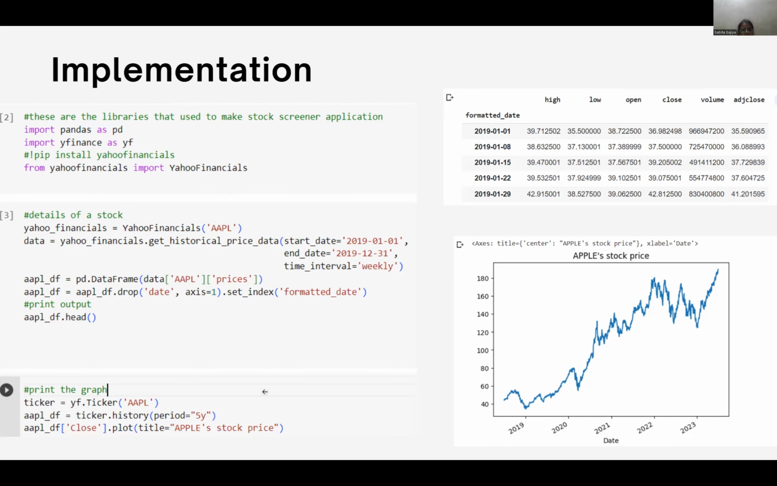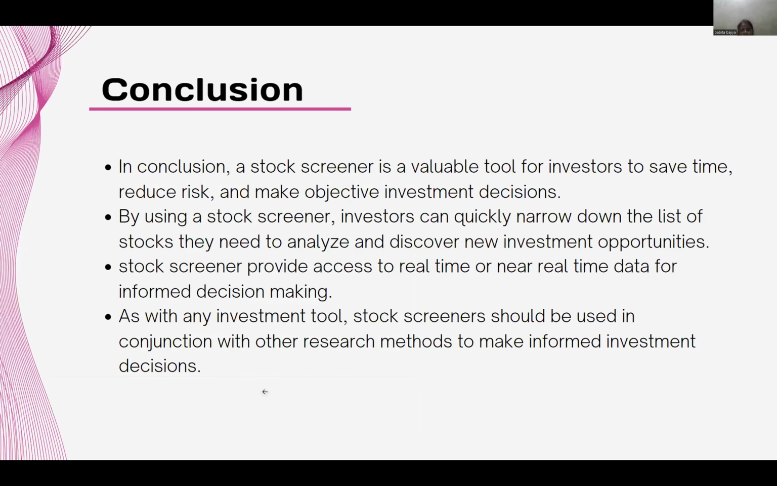Let's see the conclusion. In conclusion, a stock screener is a valuable tool for investors to save time, reduce risk, and make objective investment decisions. By using a stock screener, investors can quickly narrow down the list of stocks they need to analyze and discover new investment opportunities. Stock screeners provide access to real-time or near real-time data for informed decision making. As with any investment tool, stock screeners should be used in conjunction with other research methods to make informed investment decisions. This is the reference that I used.